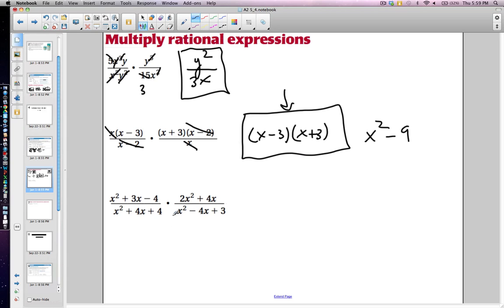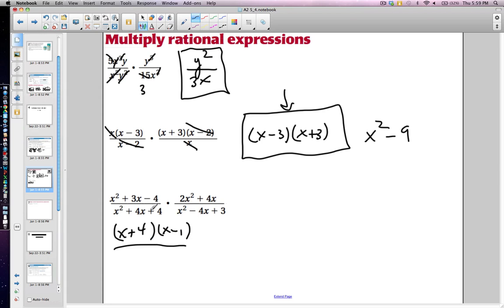Okay, going on to the next one, we have something a little more complicated. I want to factor the numerators and the denominators before I move on. So factors of 4 that have a difference of 3, 4 and 1. So this would be x plus 4 times x minus 1.